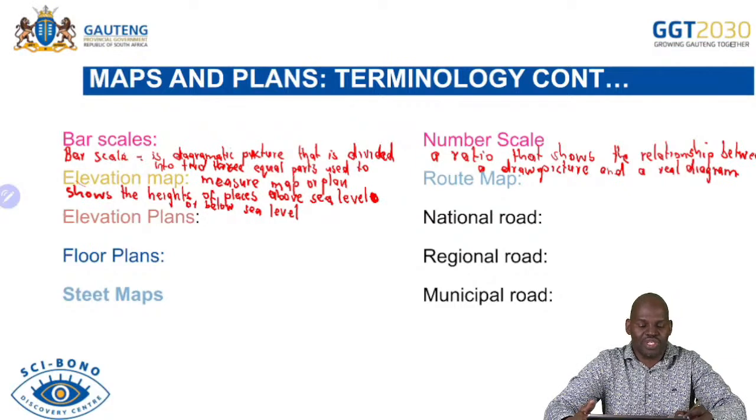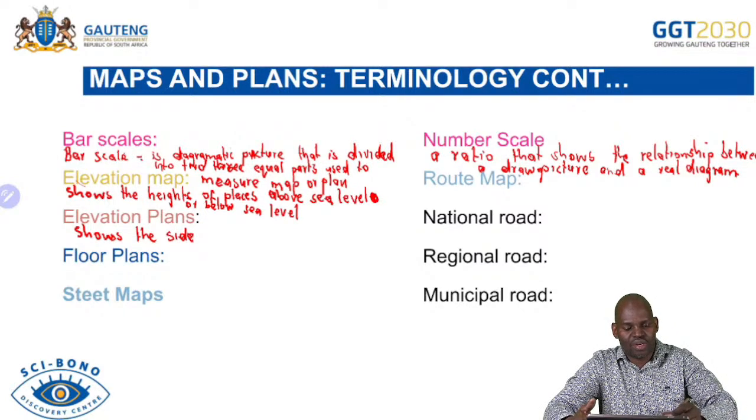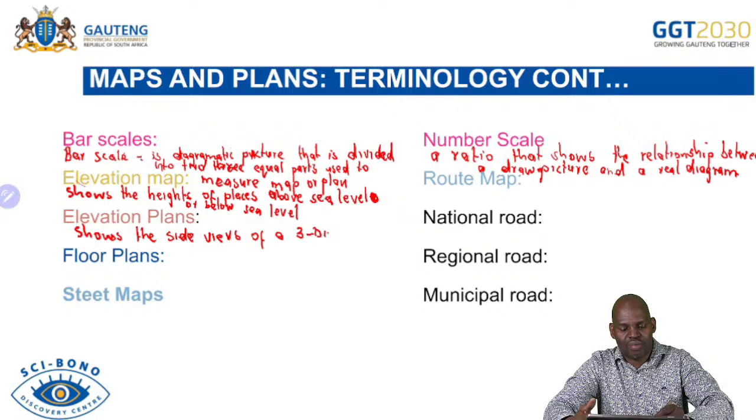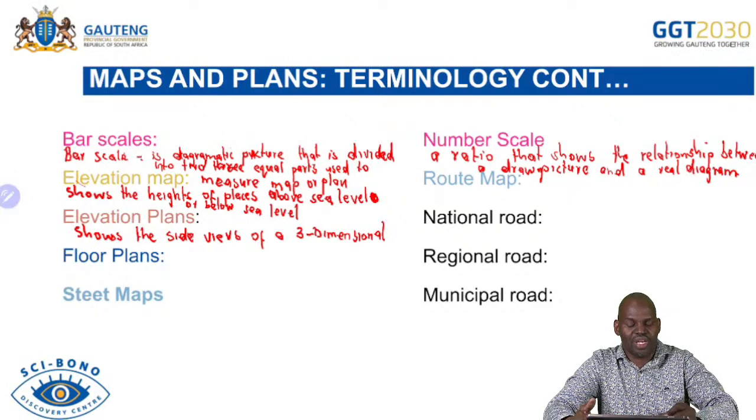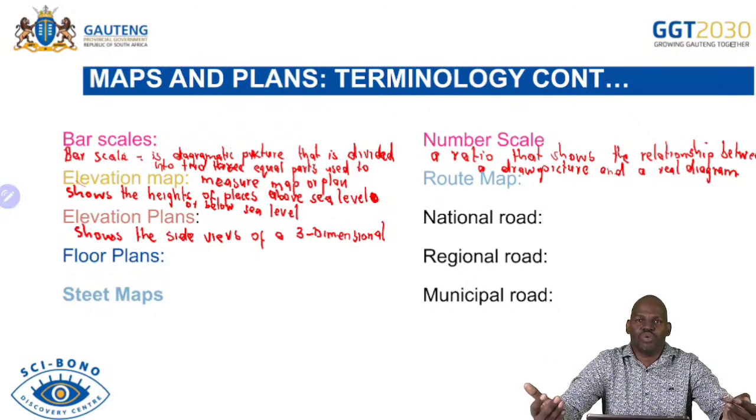Then we've got elevation plans. The elevation shows the side views of a three-dimensional figure. For instance, if you've got a house, the side views of the house will be an elevation plan.